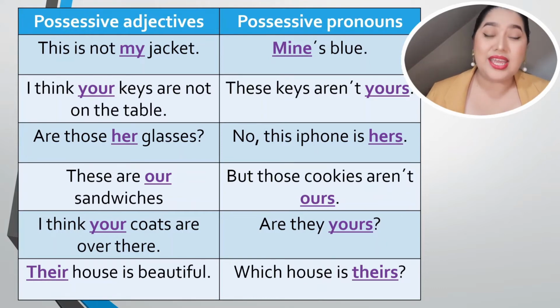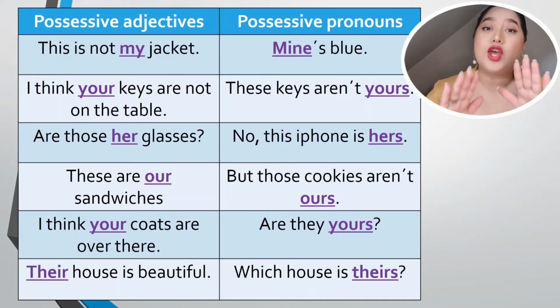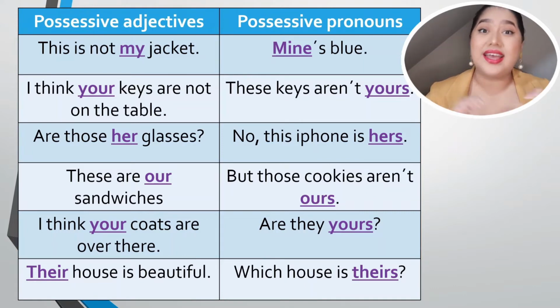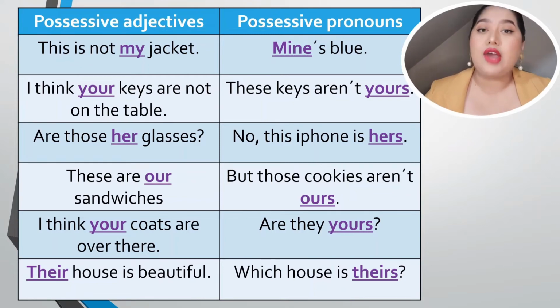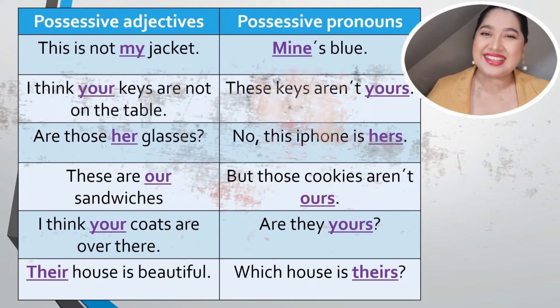So, today we learned about possessive pronouns. Mine, yours, his, hers, ours, yours, theirs, right? And we use the possessive pronouns when we want to substitute a possessive adjective plus a noun. My jacket, mine. This is not my jacket. Mine is blue. Okay, so come on, it's time to take note.